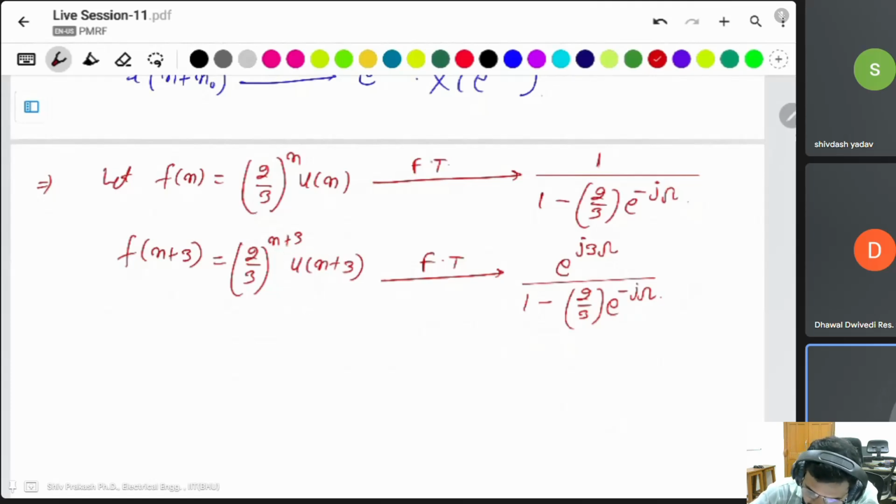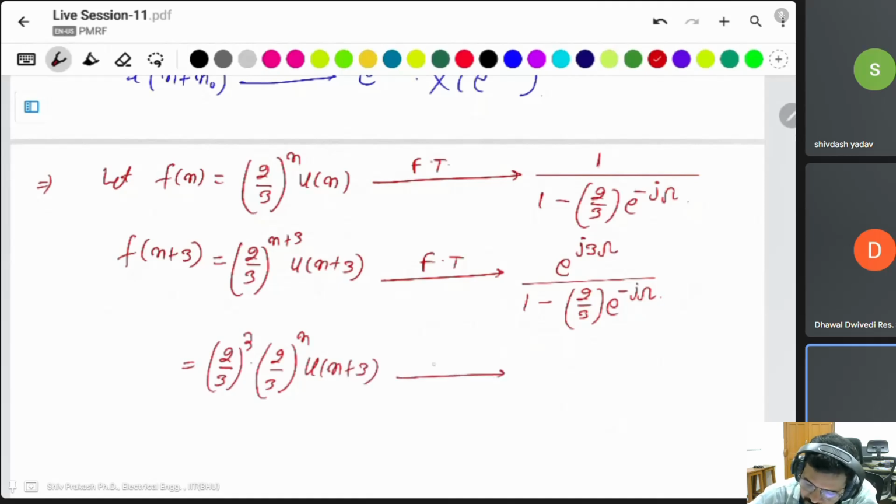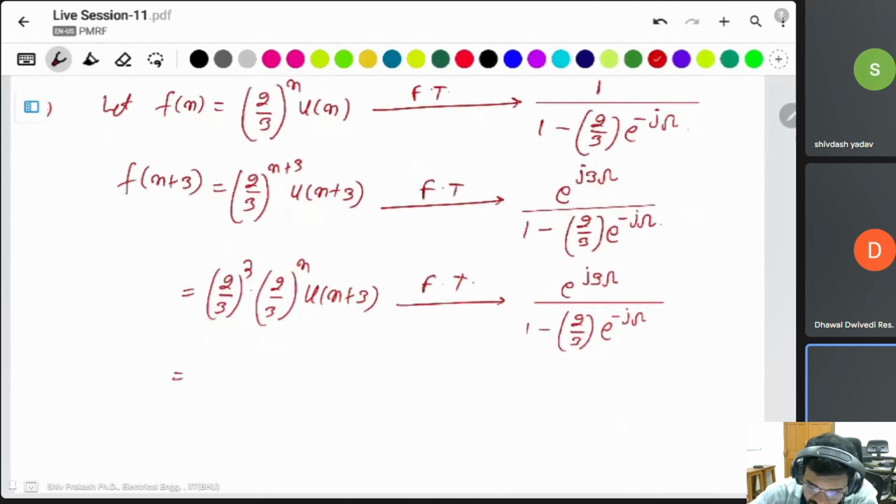Then you can break the power here: (2/3)^3 into (2/3)^n u[n+3]. The Fourier transform of this function will be the same, e^(j3 omega) divided by 1 minus 2/3 e^(-j omega). You can say this (2/3)^(n+3) u[n+3] is the x[n], and this value is shifted, transferred to the right side. Then it is written as (2/3)^3 into x[n].